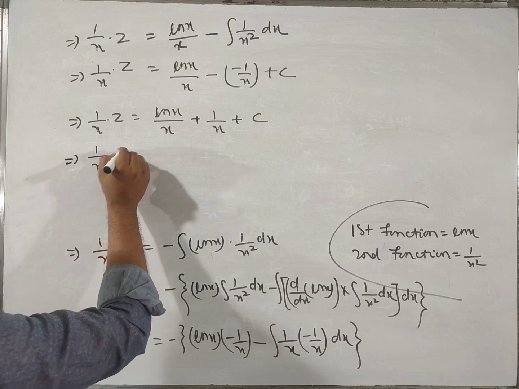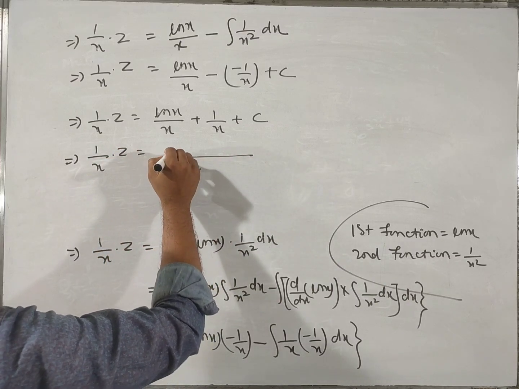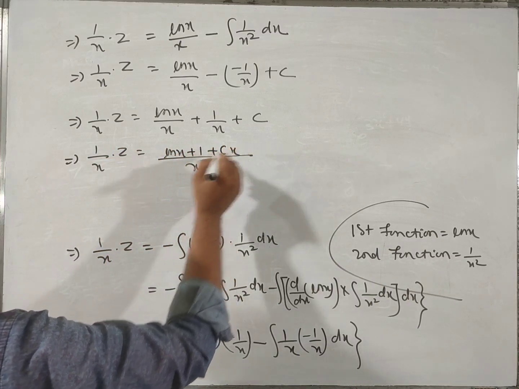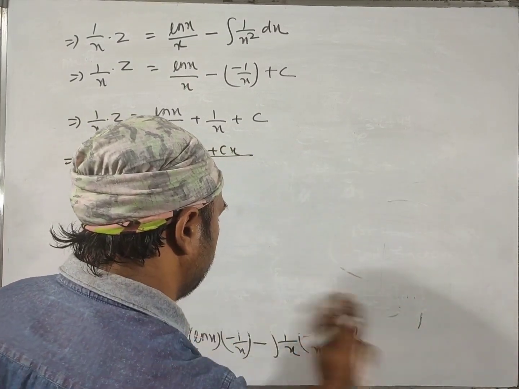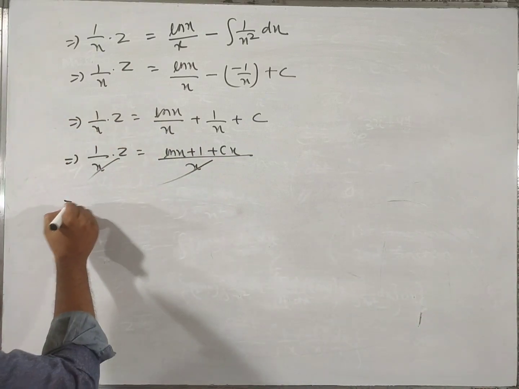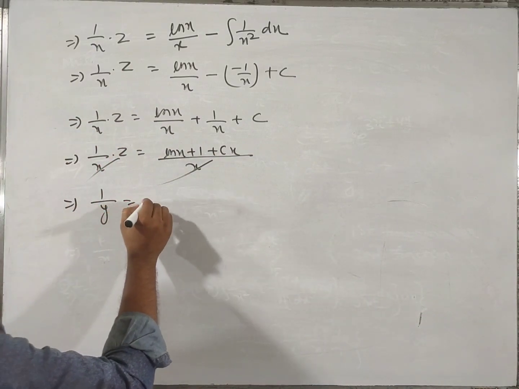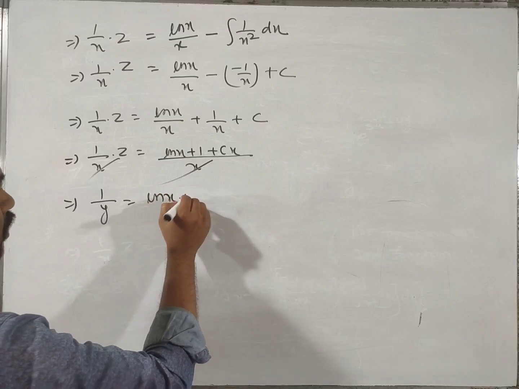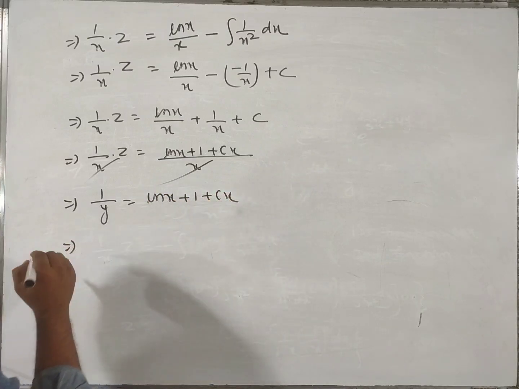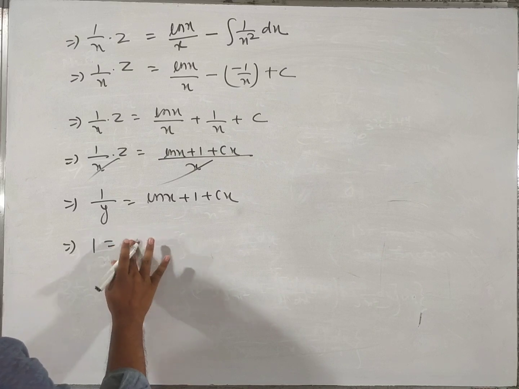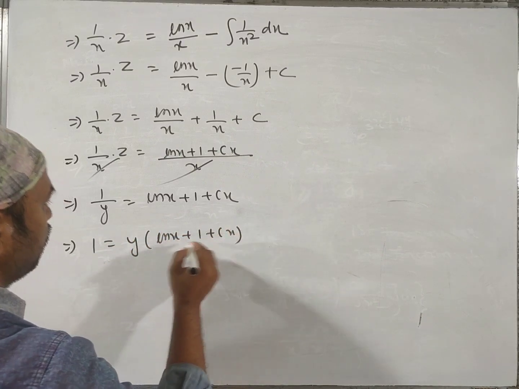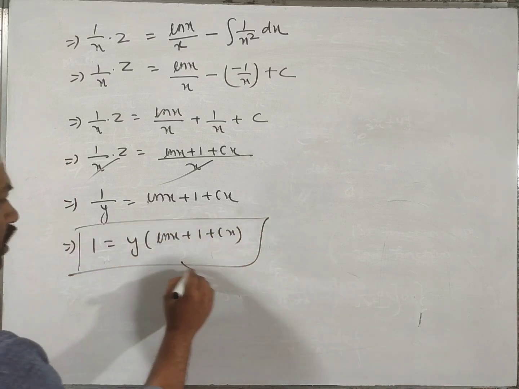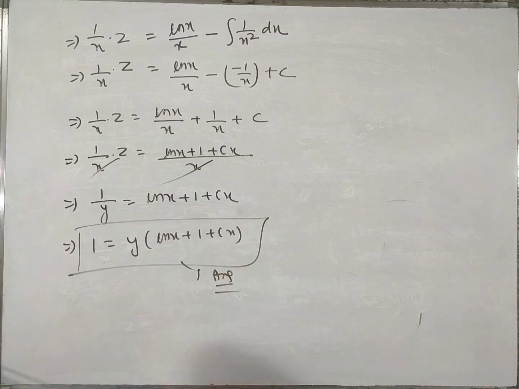Then 1 upon x into z will be ln x plus 1 plus cx. In place of z, we can put 1 upon y, so it is ln x plus 1 plus cx. Then 1 is equal to y multiplied with ln x plus 1 plus cx. And here it is the required answer. Then going to the next problem.